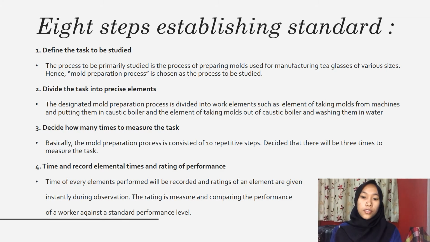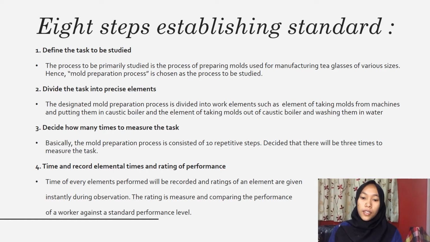The next step, which is the second step, is to divide the task into precise elements. The designated mold preparation process is divided into work elements, such as the element of taking mold from machine and putting them in the caustic boiler, and the element of taking molds out of the caustic boiler and washing them in water. The third step is to decide how many times to measure the task. Basically, the mold preparation process consists of 10 repetitive steps. So it was decided that there will be 3 times to measure the task.